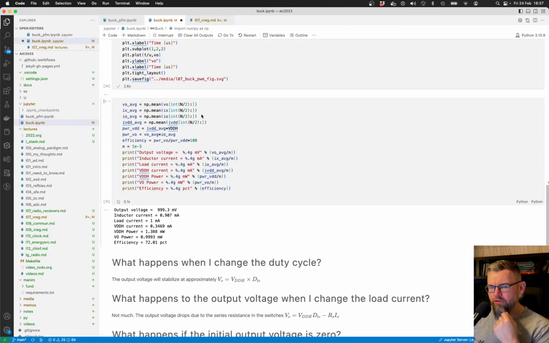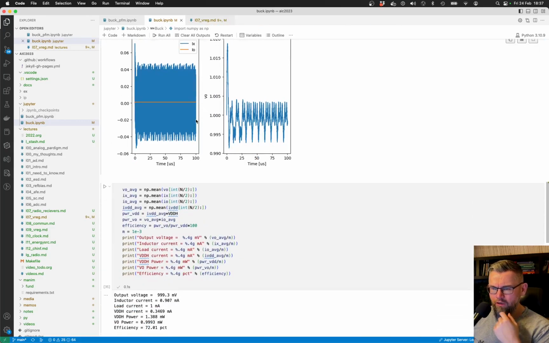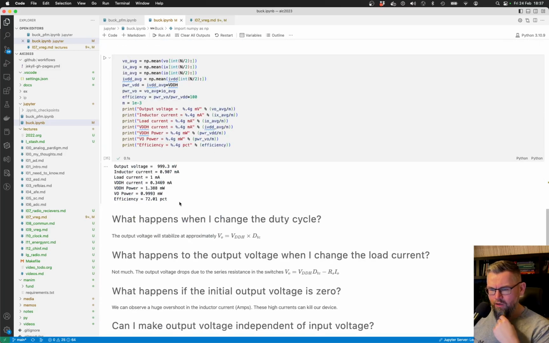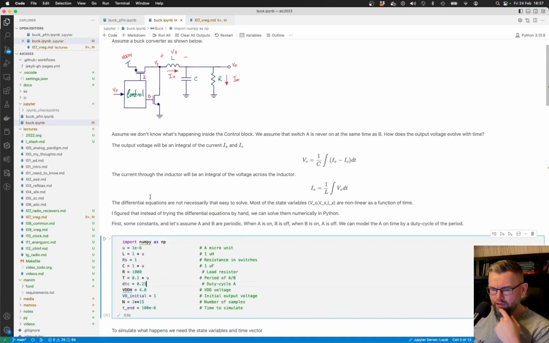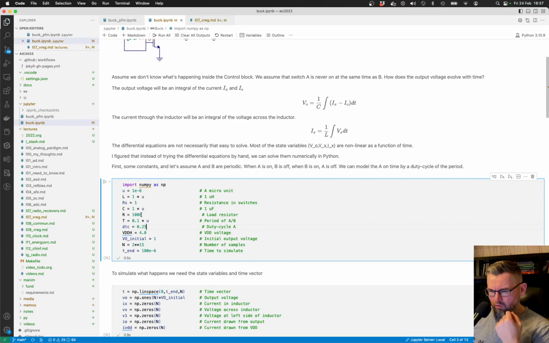By the way, you can reduce the number of points in the simulation if you want more accuracy. Now, you can see that my efficiency drops. The reason my efficiency is not that good is right now it's not that high current. Let's increase the current a bit. Let's see if that makes a difference.